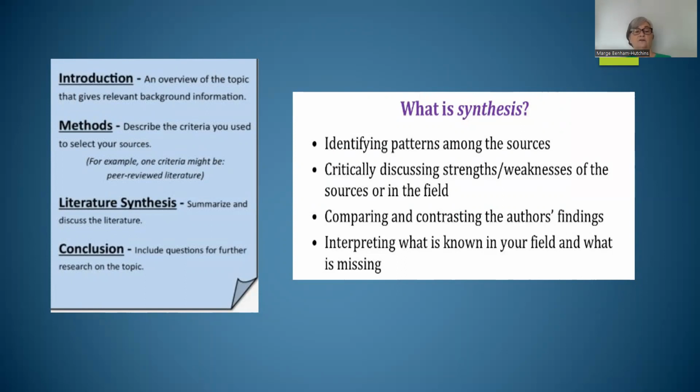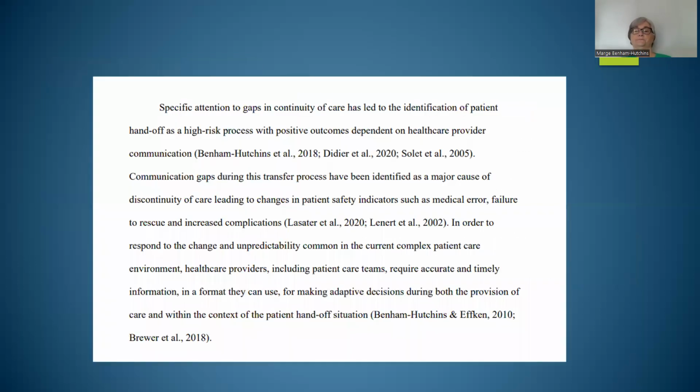So the methods are referring to your paper, your literature review, and the methods you used for that paper, course synthesis. And then your conclusion, you want to do as I explained, you want to bring in what you did, and you may even include some questions, or you could put that content in since we have a specific area for future research. So here's the little idea, this is synthesis. You identify the patterns, you discuss strengths and weaknesses, compare and contrast the authors' findings, and then you're going to interpret what's known in your field. And in this particular case, it's what's known within those 3 papers. And so you're going to pull that in.